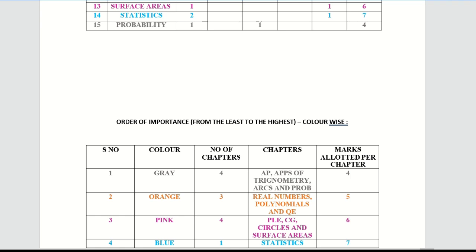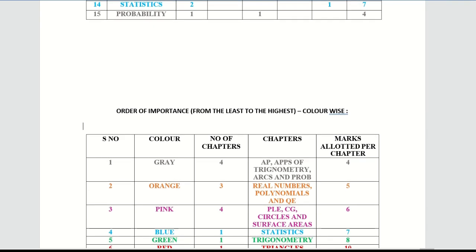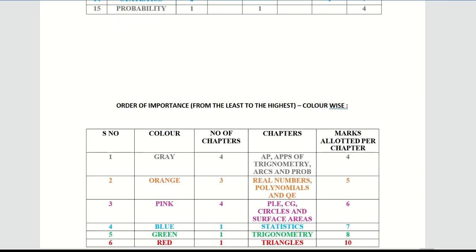Next comes the main order of priority: red, green, blue color code. For blue, you have got only 1 chapter, which is statistics, a very important chapter. And then comes green, wherein you have a chapter of utmost importance, trigonometry, for 8 marks. And then comes the red, the danger or alert zone, which is triangles. So while preparing for the exams, you have to prepare in this order: red, green, blue. Those 3 are very important: triangles, trigonometry, and statistics.